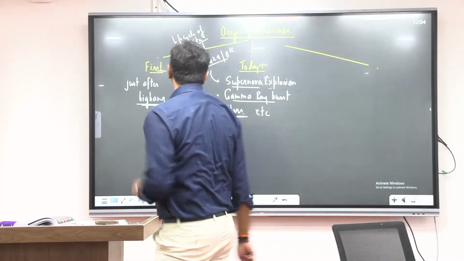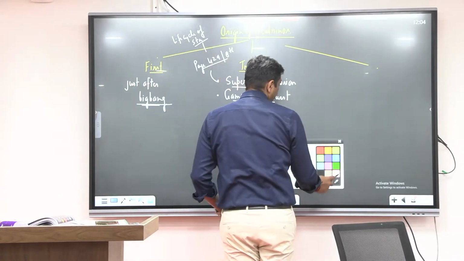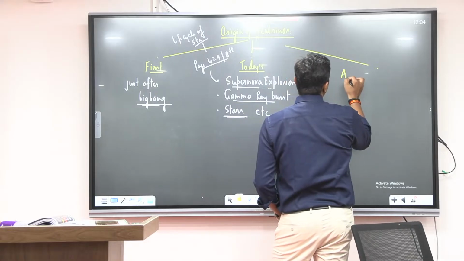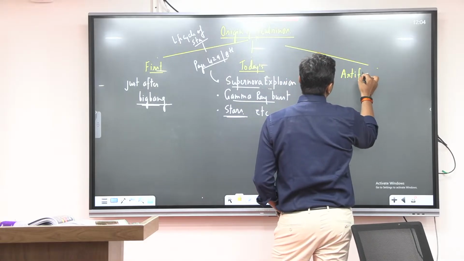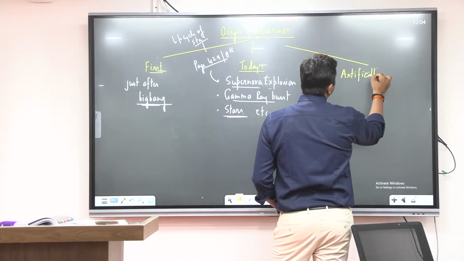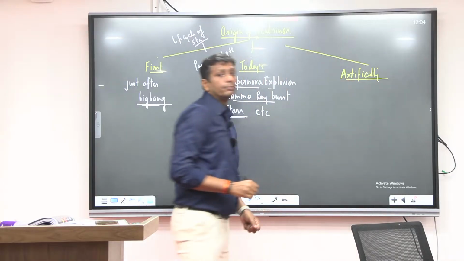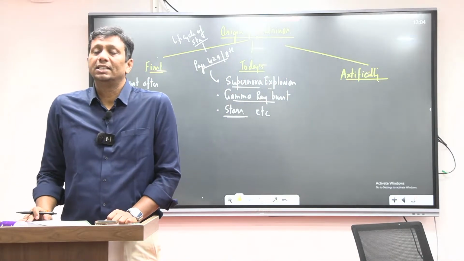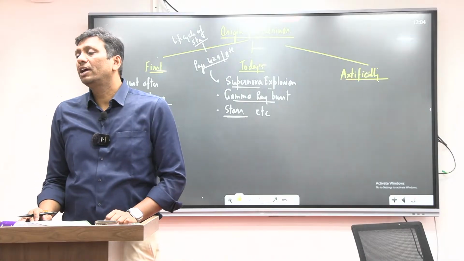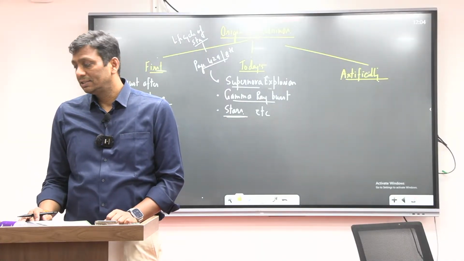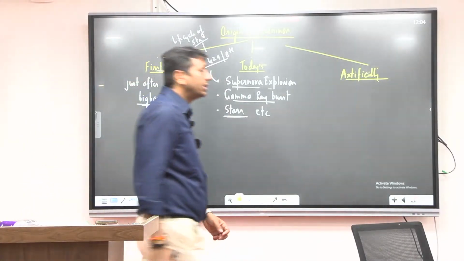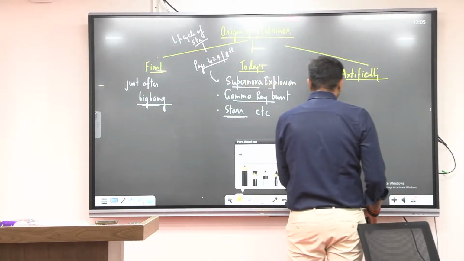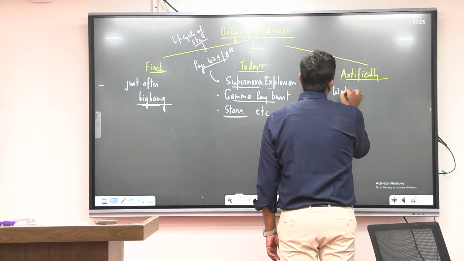Now I want to tell you here, even artificially we can generate neutrinos. So can we also develop neutrinos artificially? The answer is yes. Artificial neutrinos can also be generated. Even, guys, long back, one person was Wolfgang Pauli.